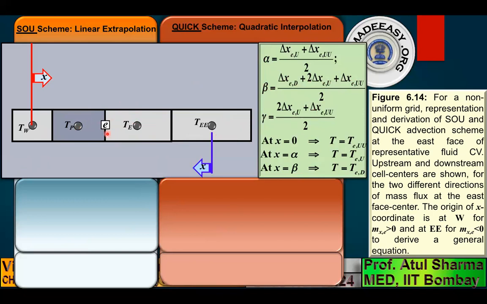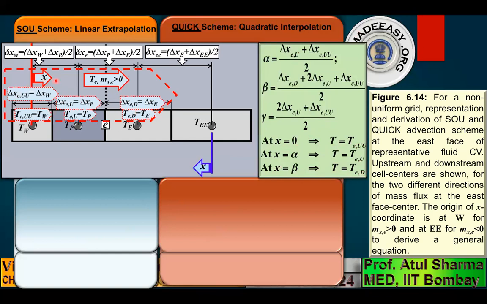Note that in our derivation we need the x location of the upstream of upstream neighbor, which is at the origin, 0, and the x coordinate of the upstream neighbor, which is alpha. We also need the x coordinate of the downstream neighbor, presented here as beta, and the x coordinate of the face center, given here by gamma. This is expressed in a general form. So at x equals 0, we have the upstream of upstream neighbor; at alpha, we have the temperature of upstream; at beta, we have the temperature downstream.